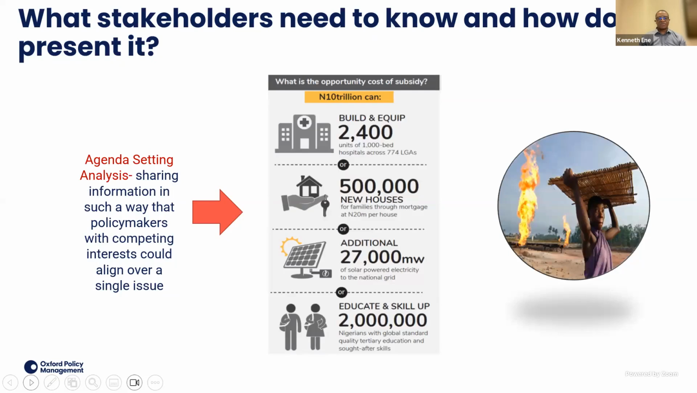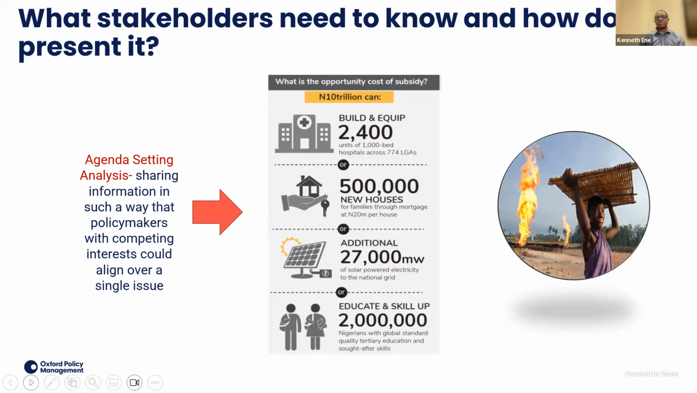Presenting information in the right way was always key. The subsidy, as I mentioned, was a huge amount, but just telling people that you could have built 2,400 hospitals, you could have built 500,000 houses, educated 2 million people, you now realize that this is something you need to act on as a policymaker. So we used that as a strategy, and it was very effective.